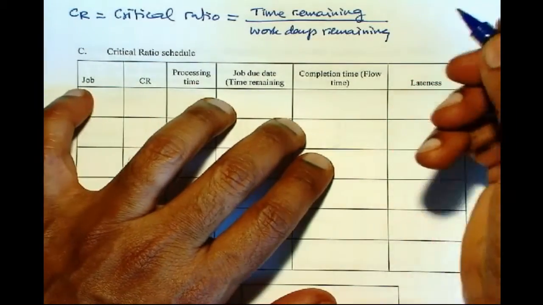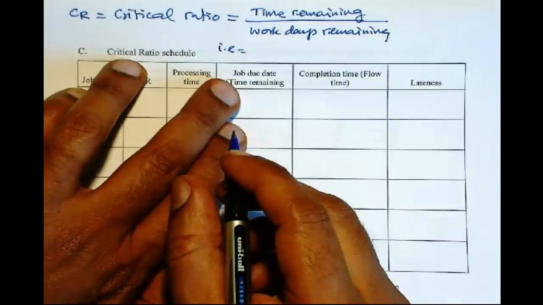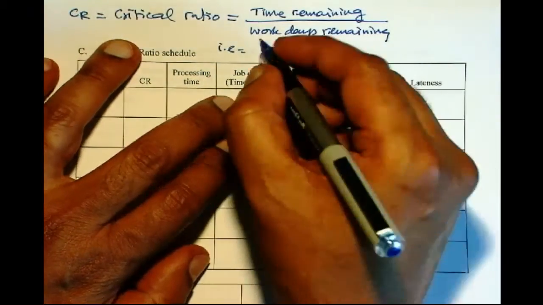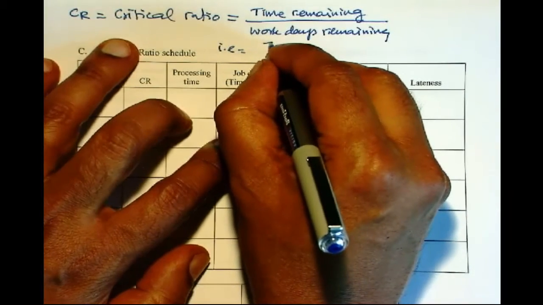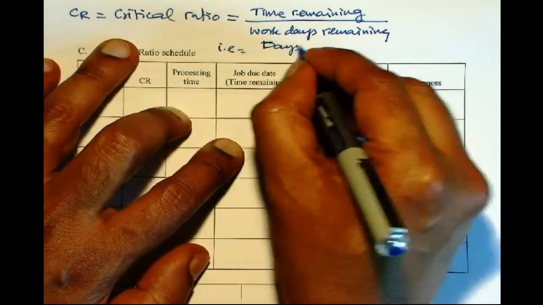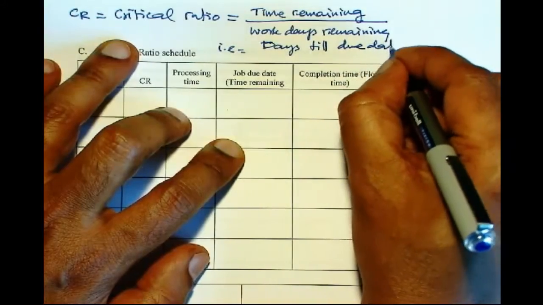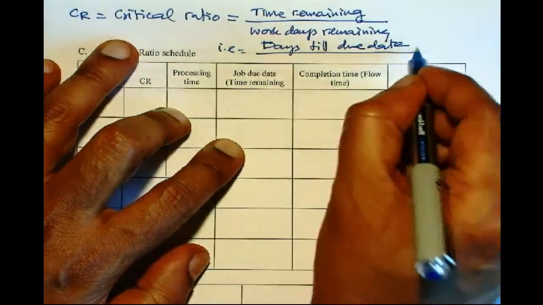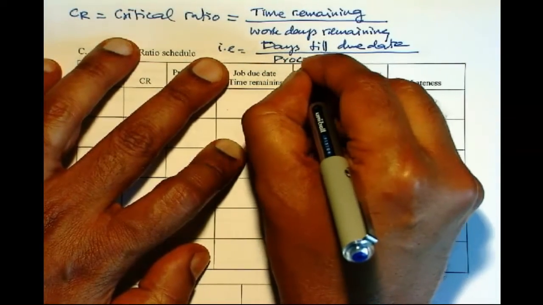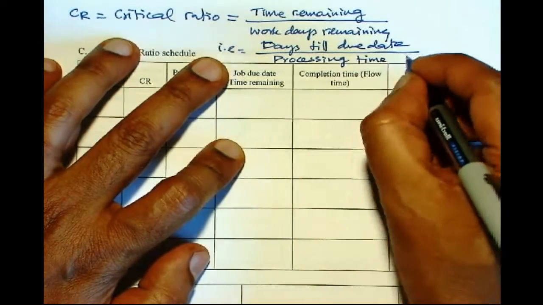So that is another way of looking at it: job due date or days till due date. That is how much time is there till due date, and then processing time remaining. How much processing time is yet to be completed.